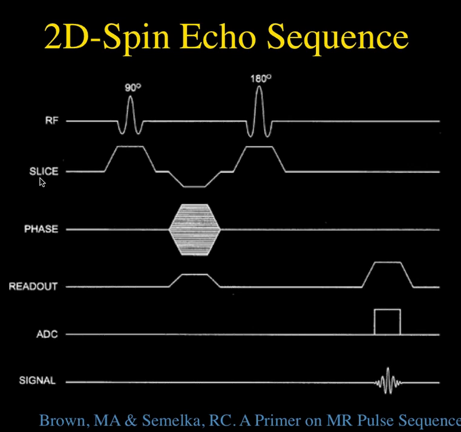Notice that there are 3 gradients that are applied, and you need 3 gradients because we have to localize the signal in 3-dimensional space. One is called a slice encoded gradient, one is called a phase encoded gradient, and the other is a frequency gradient, readout gradient, which is this one right here.